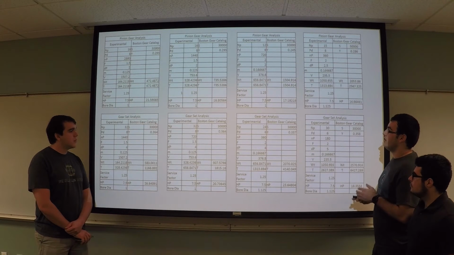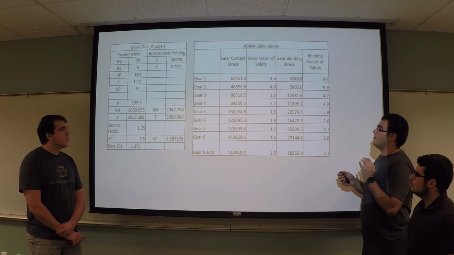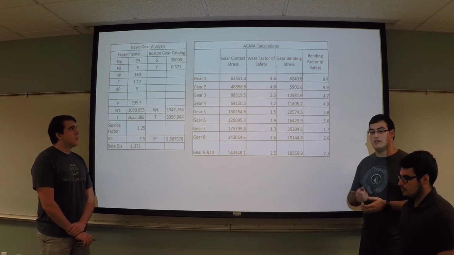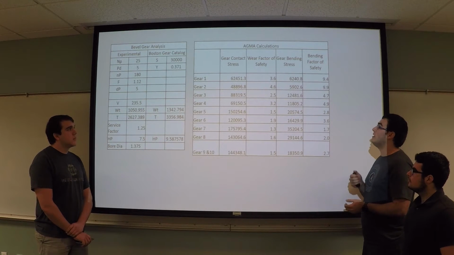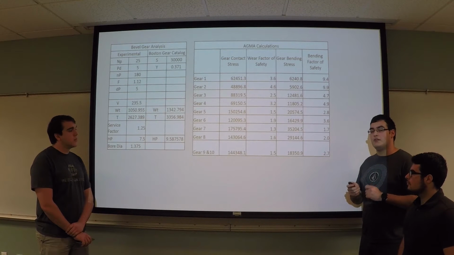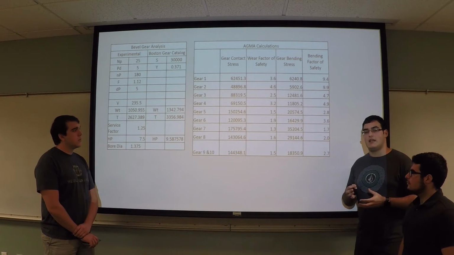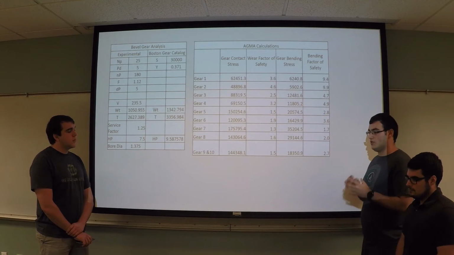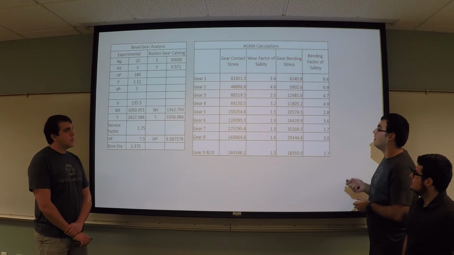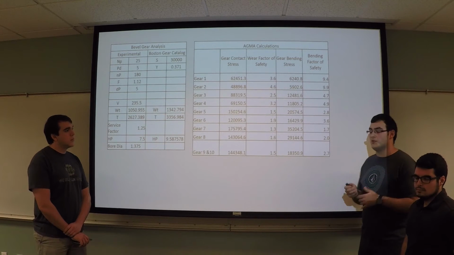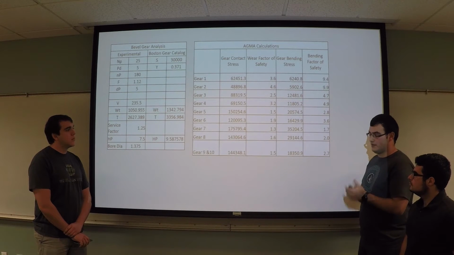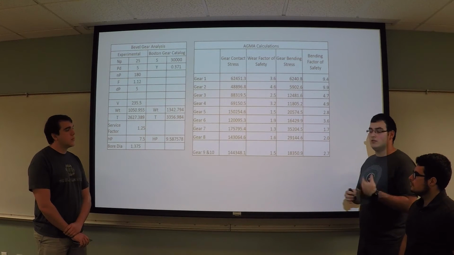Using this, we then were able to figure out the gear contact stresses and the safety factors, as well as the gear bending stresses and safety factors for each gear, to see if they will be able to withstand those loads. As you can see here, all of the safety factors are above 1.3, which is the standard for these gears, and therefore it would mean that this gear system would be able to handle these stresses.